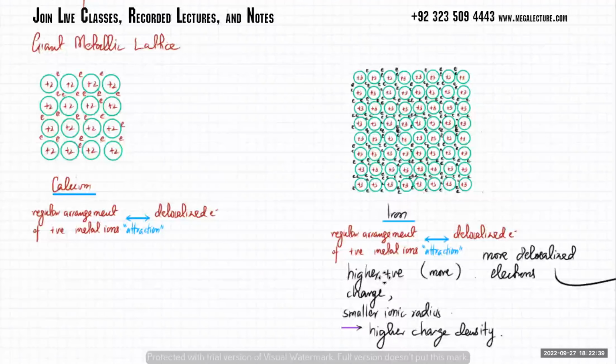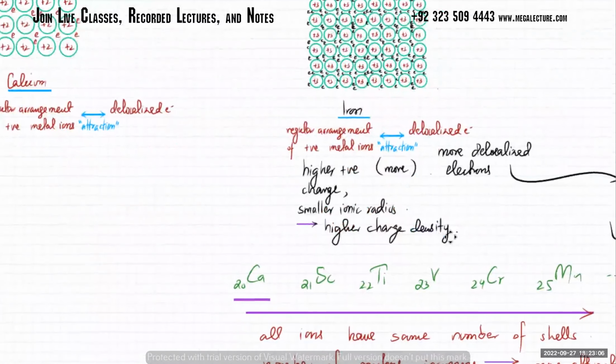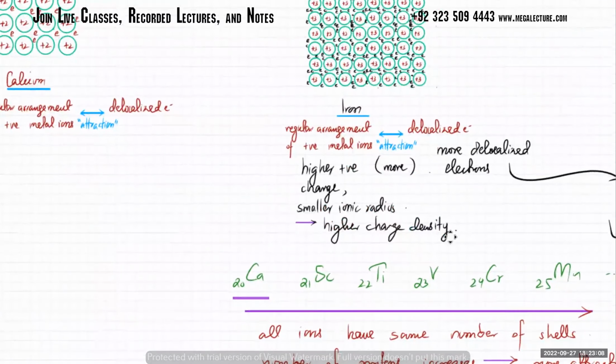Definitely more than +2. Okay, so based on these 2-3 reasons, one is that the ion size is going to be smaller. You've got a smaller ionic radius, so the charge density will be higher. You're going to have a higher charge as well, and more delocalized electrons. So at the end of the day, the ionic lattice is going to be a lot stronger. Is that clear? Are the reasons clear? Yes or no?